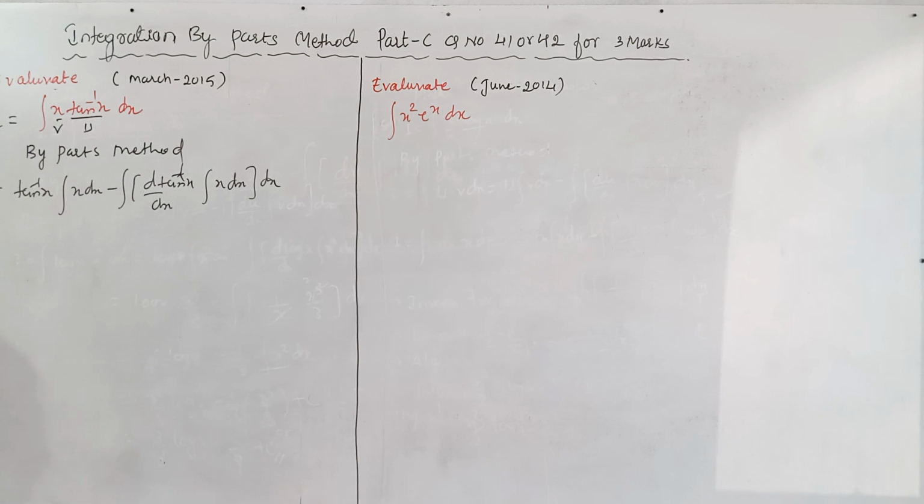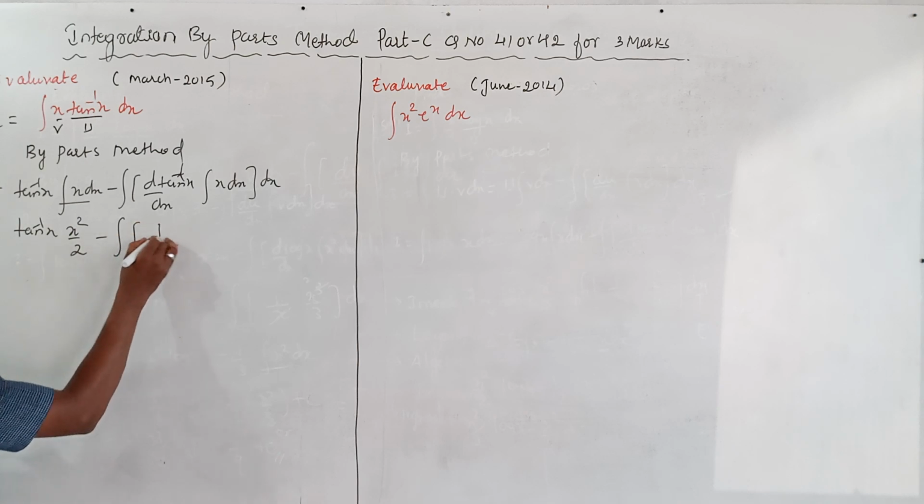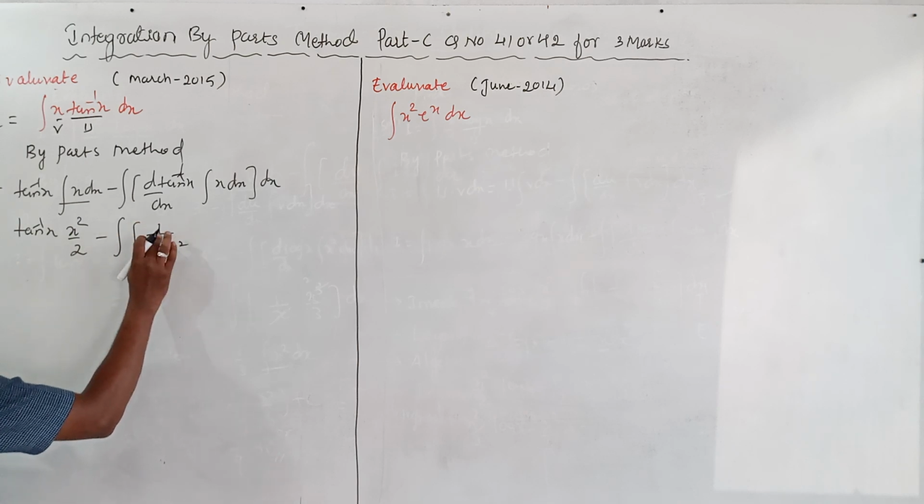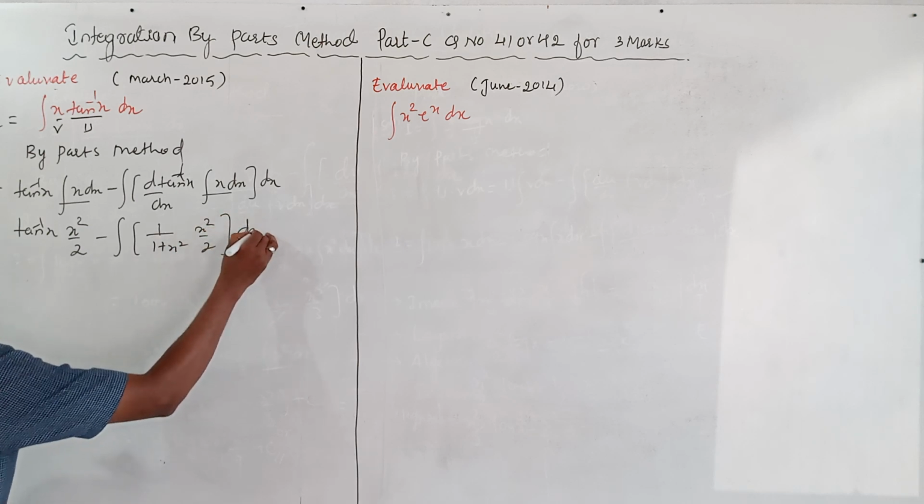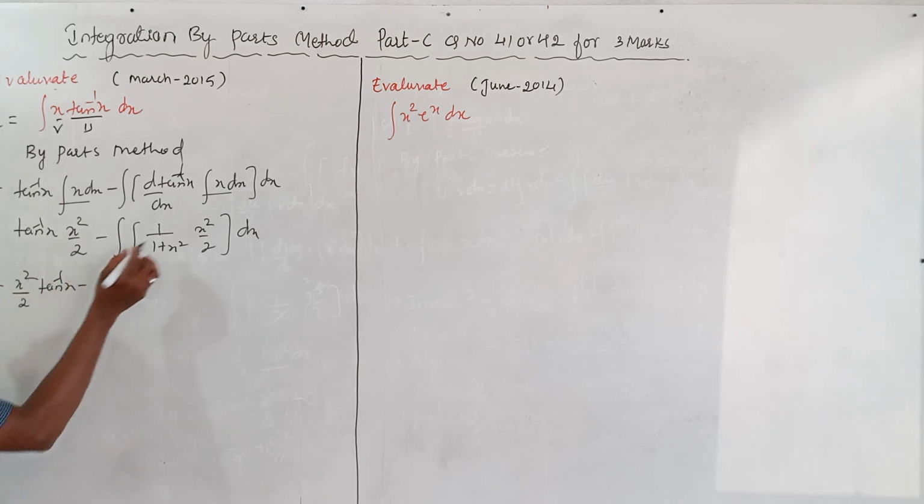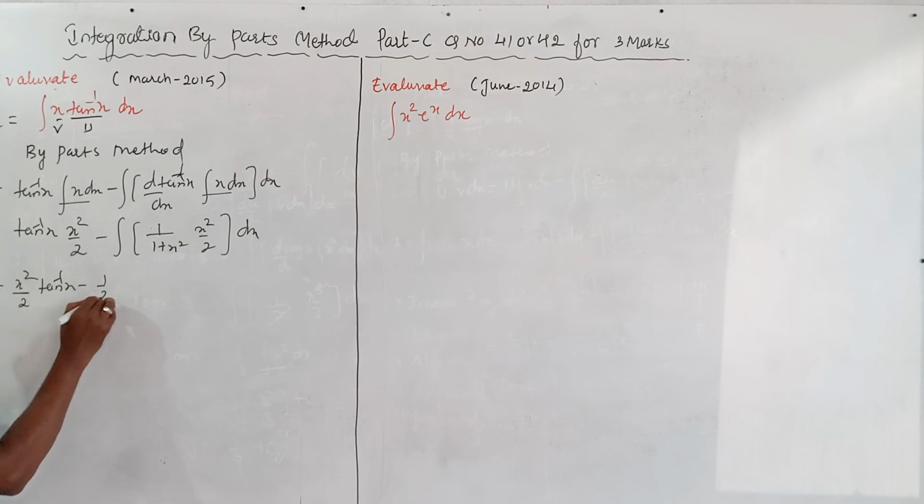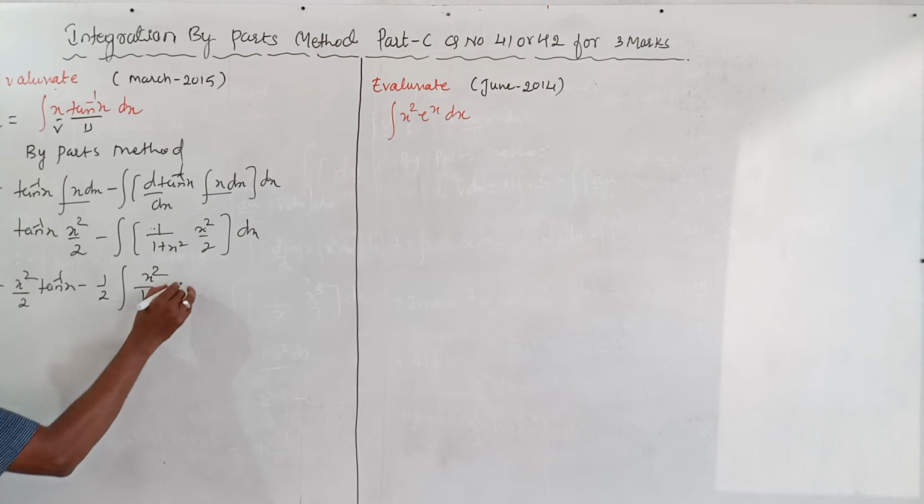dx. Yes, according to the parts method rule. Now I is equal to tan inverse x as it is, integration of x is x square by 2, minus integration of the derivative of tan inverse x, 1 by 1 plus x square, integration of x is x square by 2, dx. Now this is x square by 2 tan inverse of x minus, x square into 1 by 1 plus x square, take 1 by 2 outside. This is x square divided by 1 plus x square dx.